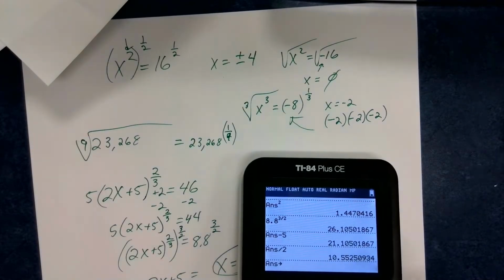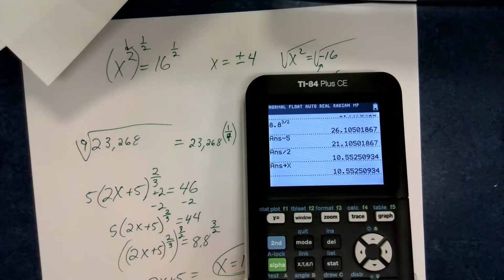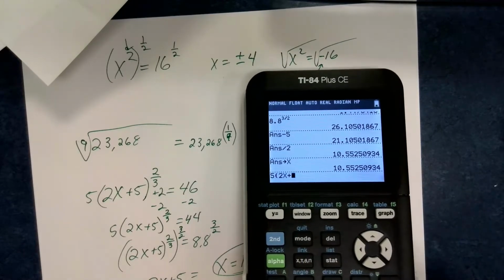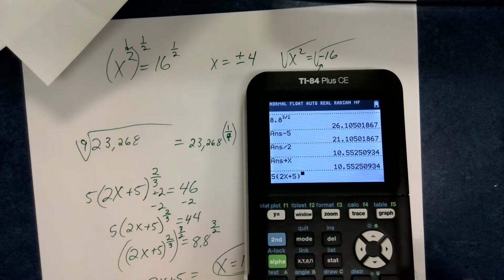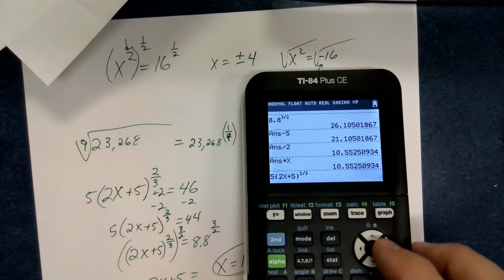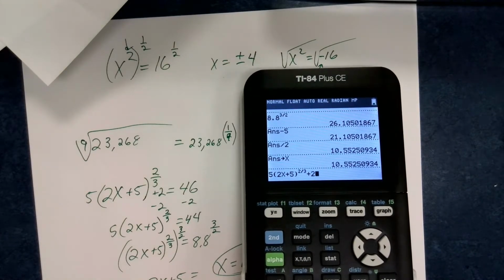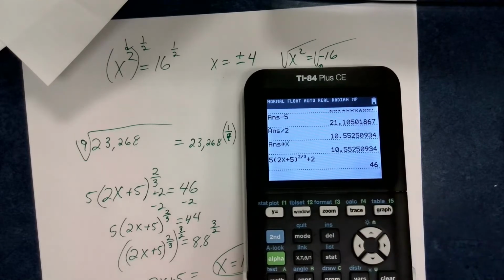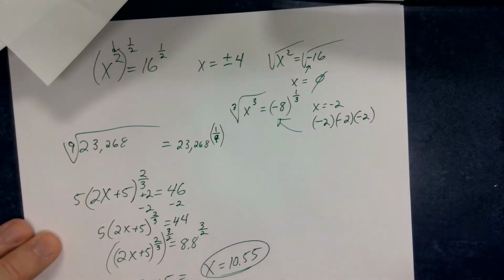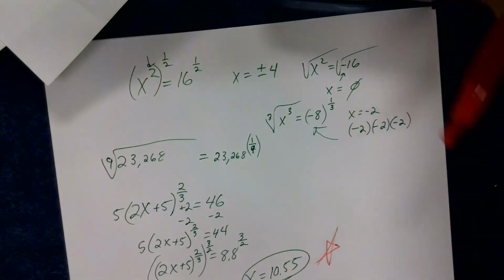I should store this in X, just like that. Hit enter, and then retype my original problem. 5 parentheses 2x plus 5, close parentheses, raised to the 2/3, and then plus 2, and then hope. When I hit enter, it says 46, which means I've now solved it, substituted it back in, and it works. Yay, smiley face. Okay, so you have to be able to do those things.